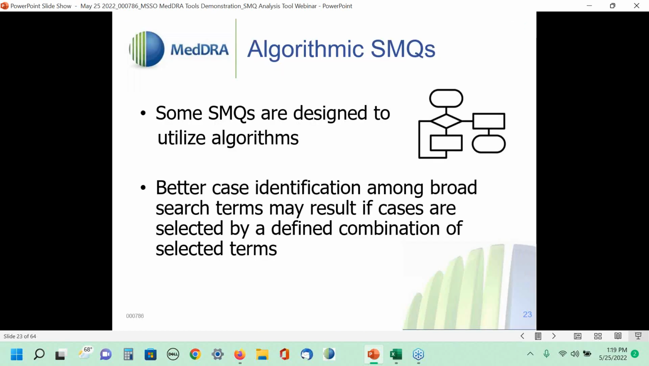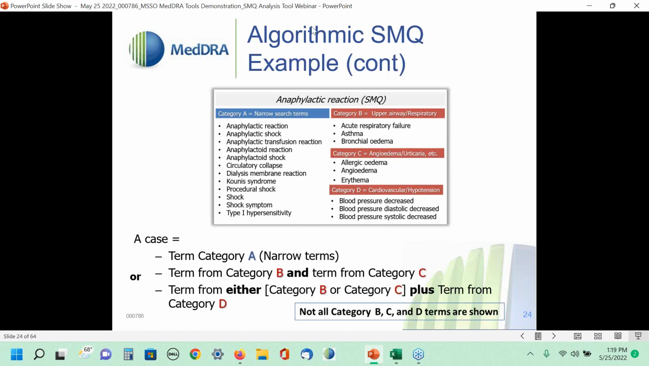Now, there are two other subtypes of SMQs in that group of 110 that I want to talk about. There are so-called algorithmic SMQs, which are designed to use algorithms, because we've found that when it comes to the broad search strategy, the best way sometimes of identifying cases is by a defined combination of selected terms. So what do we mean by that? Well, here's an actual algorithmic SMQ in MedDRA for anaphylactic reaction. It contains narrow search terms as well as broad search terms. Now, in order for this particular algorithm to suggest that you should look at a case, one of two things needs to be the case.